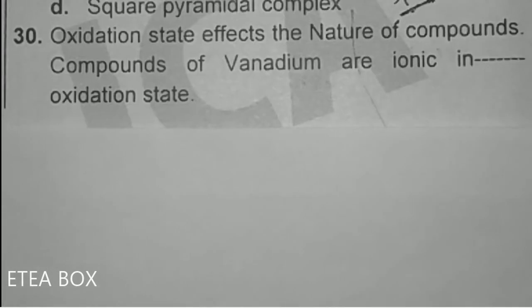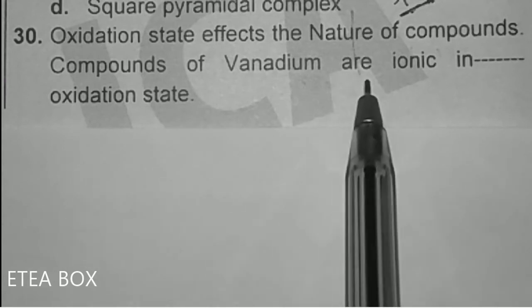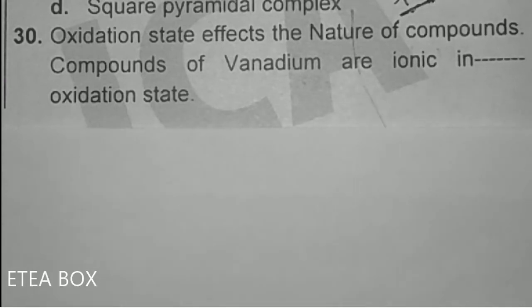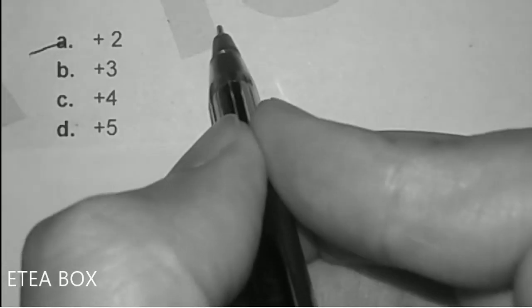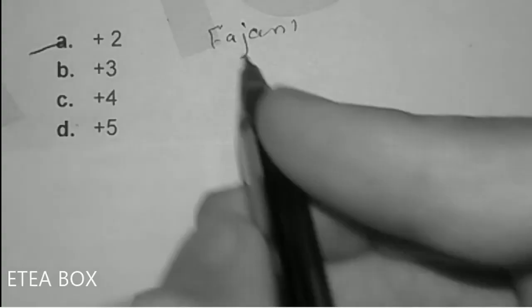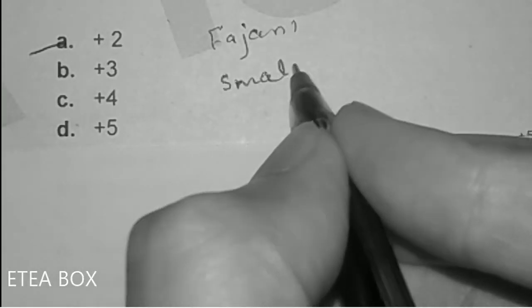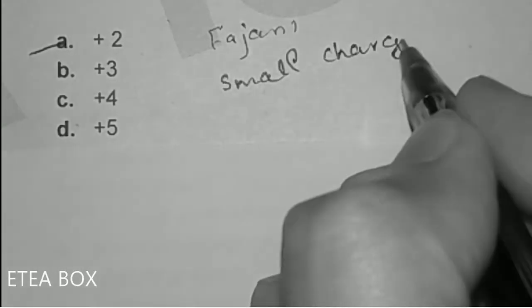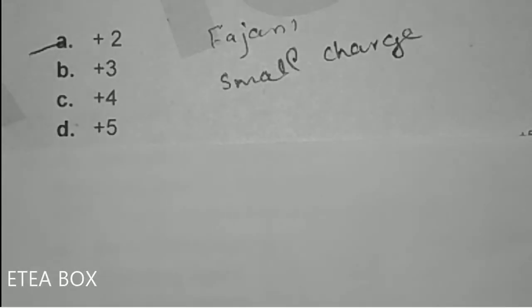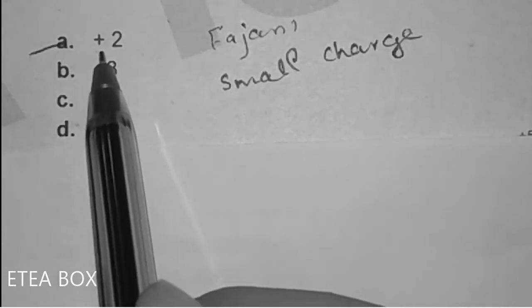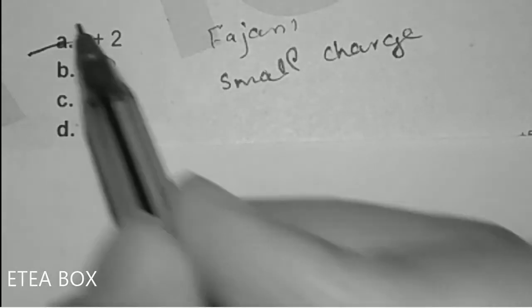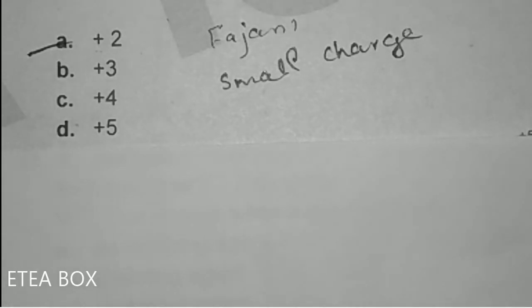Oxidation state affects the nature of compounds. Compounds of vanadium are ionic in dash oxidation state. Look, these are the oxidation states given for vanadium. Which one is ionic? Now we know that according to Fajan's rule, a cation having a smaller positive charge will be ionic in nature. So option A is correct here. Plus 2 will be ionic in nature.